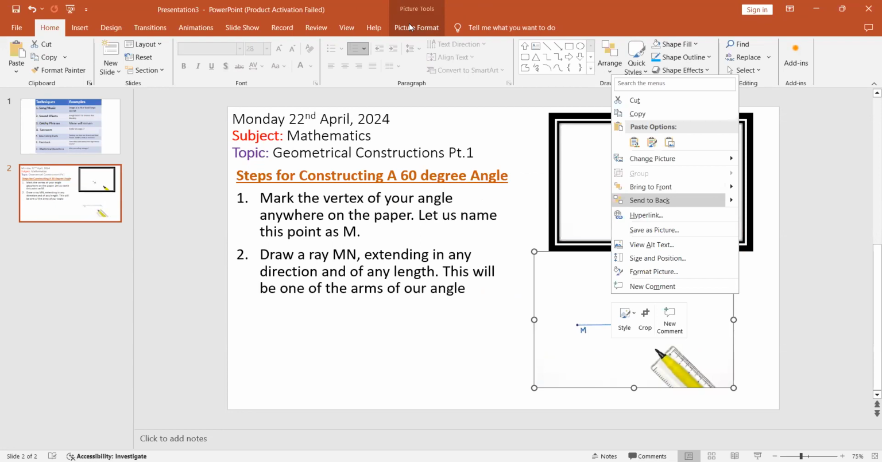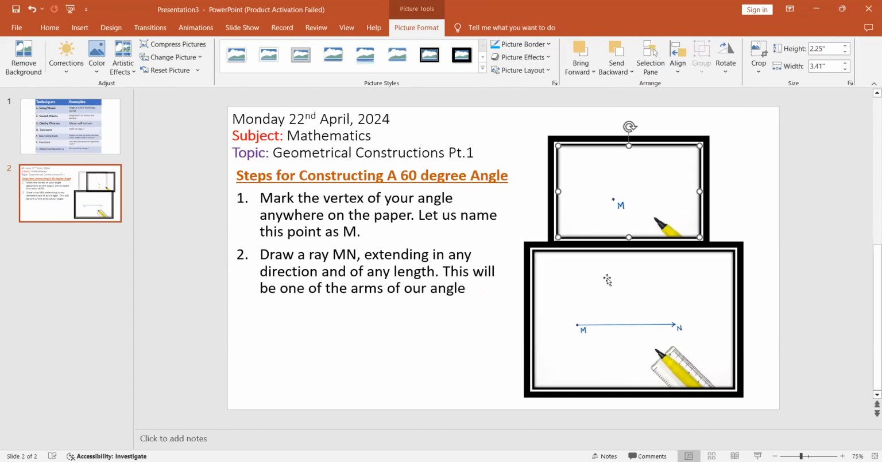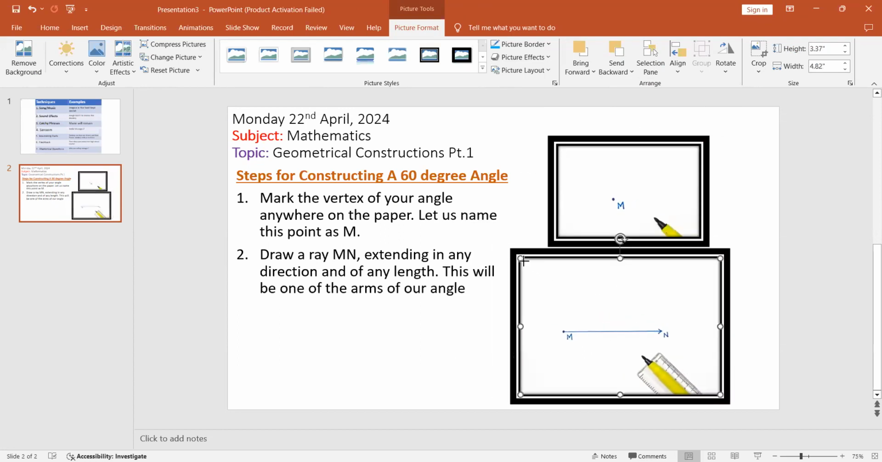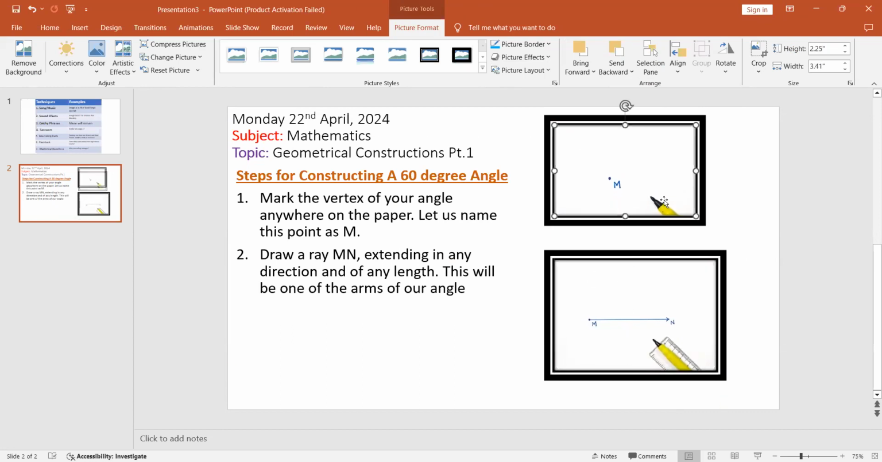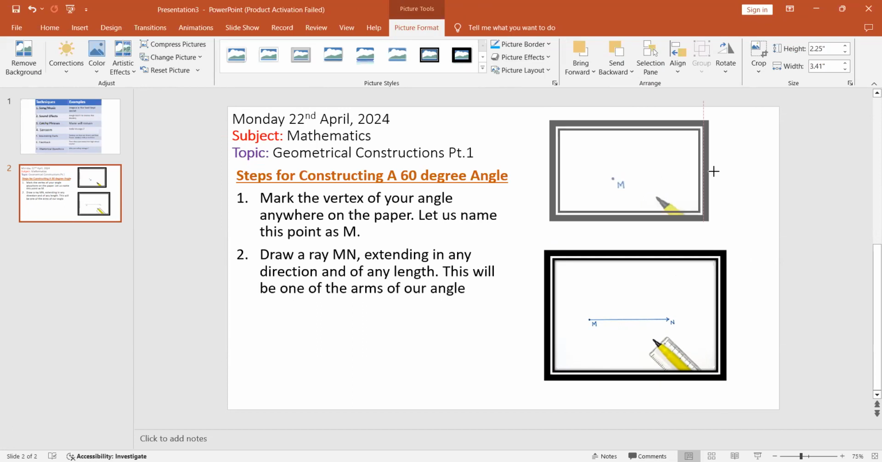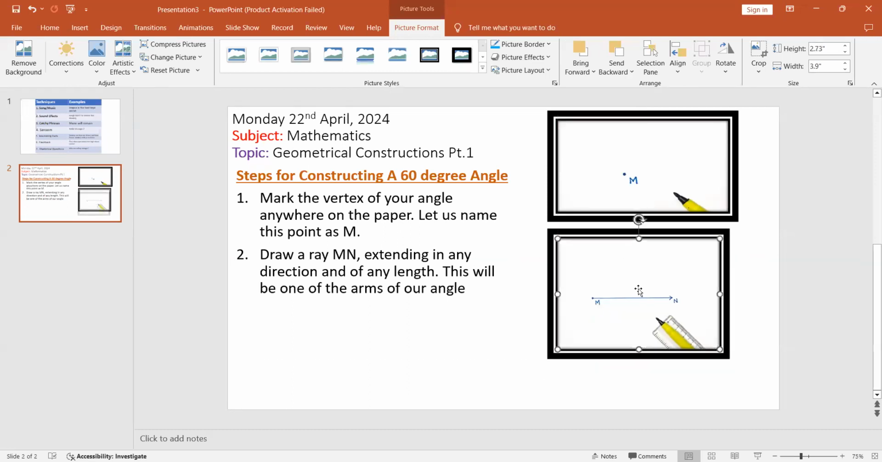So this is the first one. Let me put this on here as well. It's going to be the second one. Okay, so the first thing that we do, as you can see from the first picture, we put the point, right? Then the second thing that we're going to do is we're going to draw a line extending. We're going to call that MN. Right, so we're gonna draw a ray. I'm just gonna do a smaller border just to keep space.